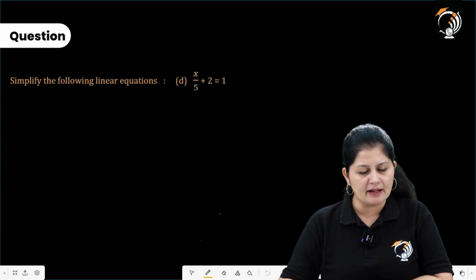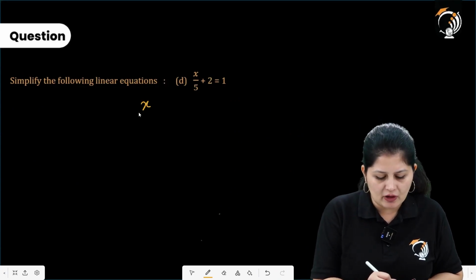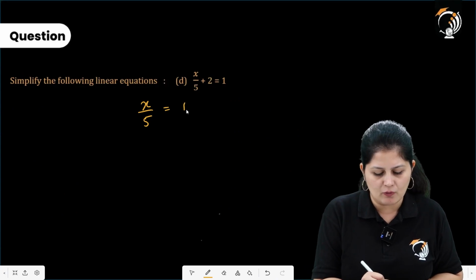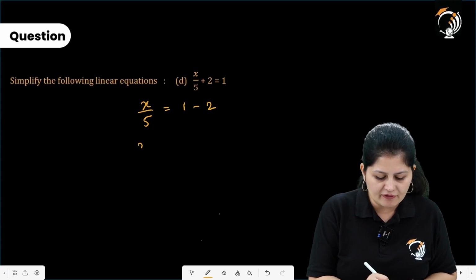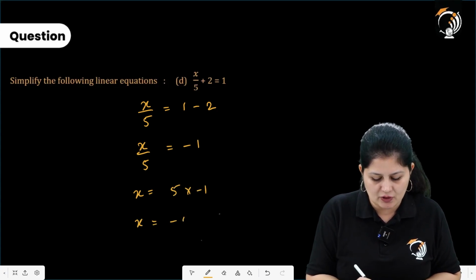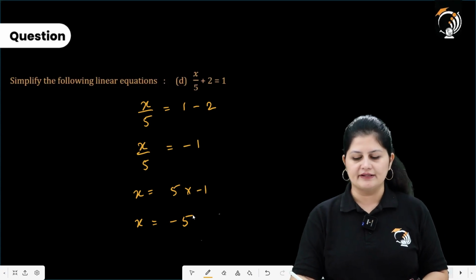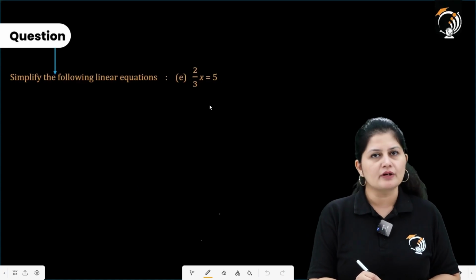Moving to the D sub part, again we can use any approach that we wish to. So x over 5 will be equal to 1 minus 2, as we are subtracting 2 on both the sides. After that, we are getting x over 5 is equal to minus 1. So clearly x is going to be equal to 5 multiplied with minus 1, that is equal to minus 5. Clear?